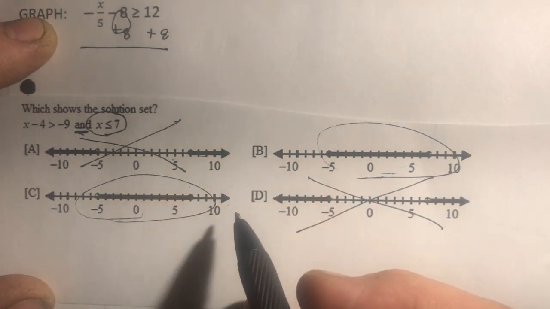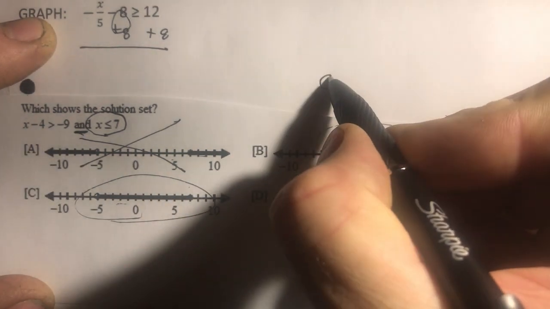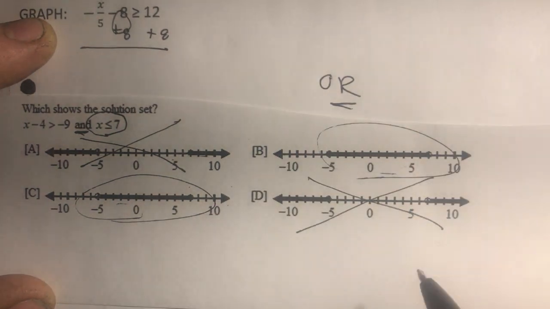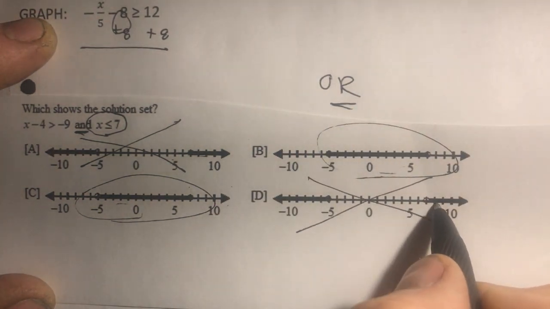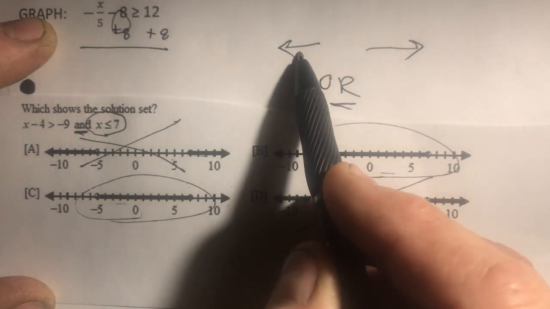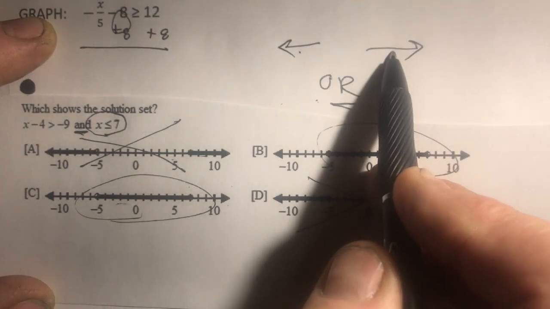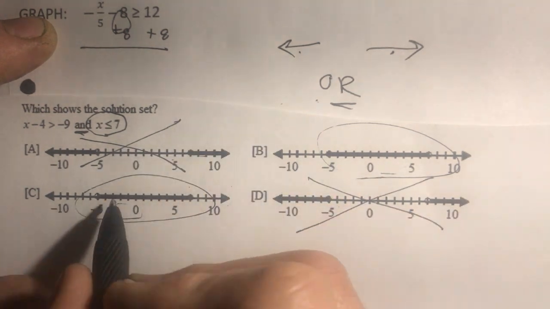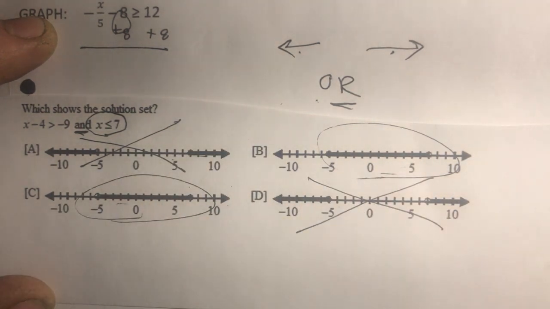So that's one thing to know. If it says and, they'll connect like this. Now if it says or, that's going to make it go in opposite directions. You have one arrow going that way, one arrow going that way, because it's this way or it's that way. But when it says and, they come together, like B or C here.